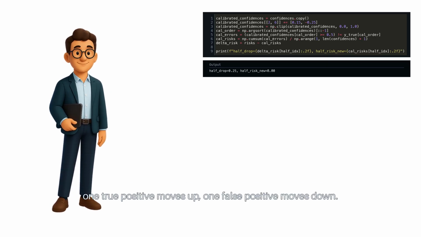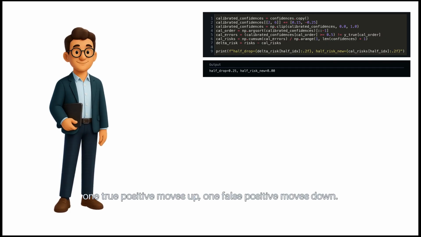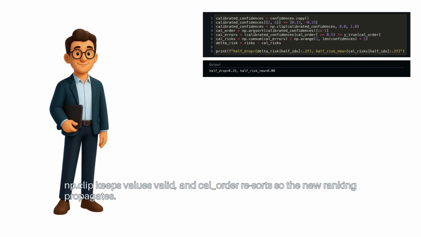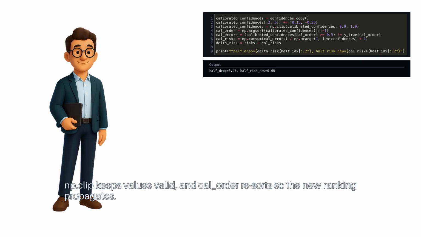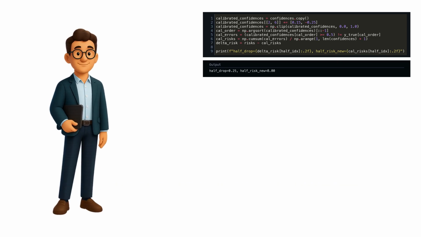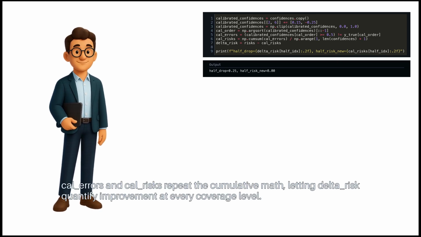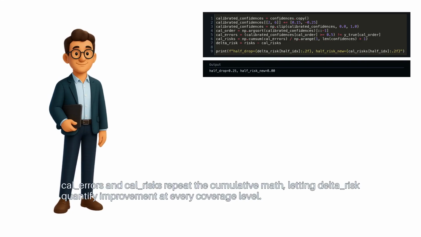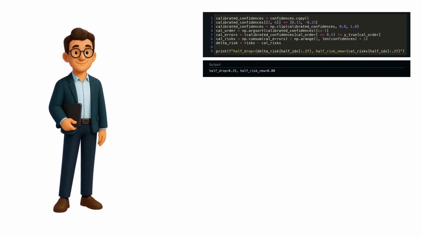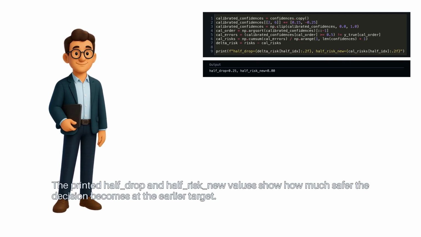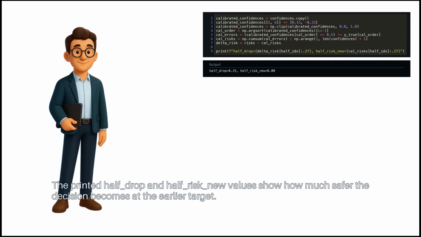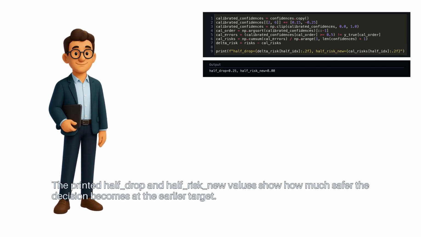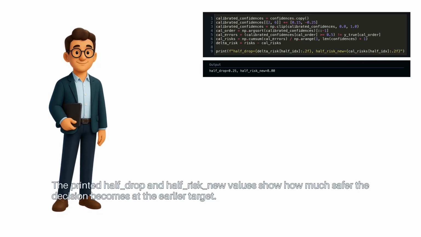One true positive moves up, one false positive moves down. np.clip keeps values valid, and cal order resorts so the new ranking propagates. Cal errors and cal risks repeat the cumulative math, letting delta risk quantify improvement at every coverage level. The printed half drop and half risk new values show how much safer the decision becomes at the earlier target.